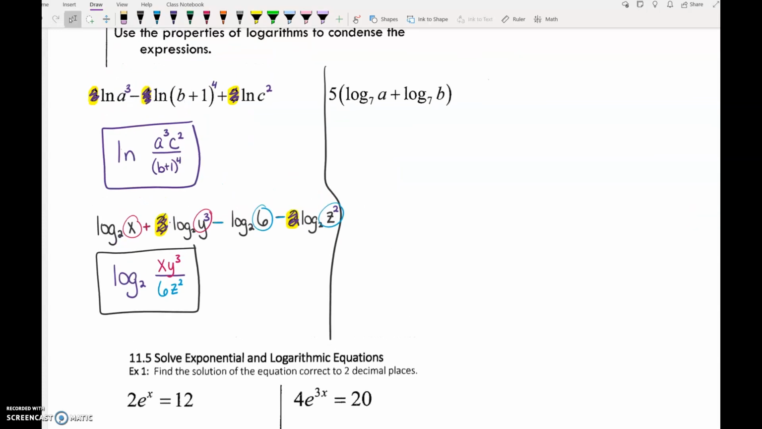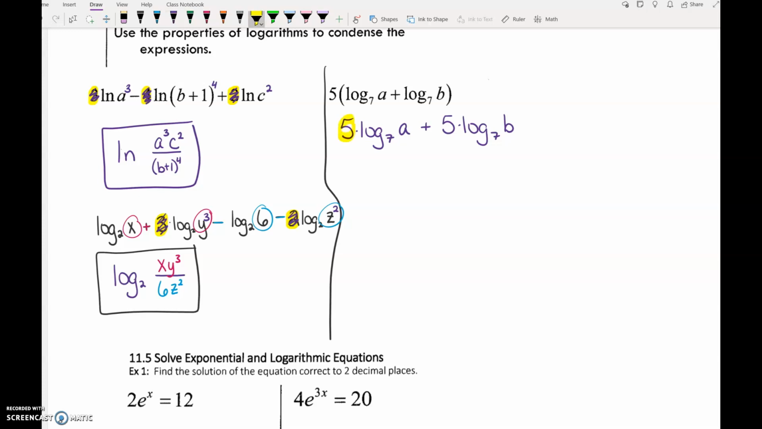Okay, this last one, you all remember the distributive property. Because the 5 is outside of these parentheses, this is 5 times the log base 7 of a plus 5 times the log base 7 of b. They're saying that that coefficient of 5 is going to be multiplied to both of those things. So we can use the distributive property to get that 5 in front of both of the logarithms.